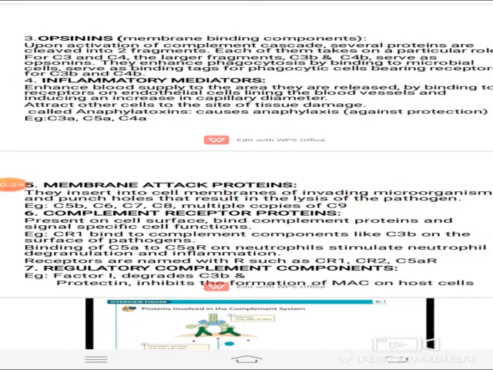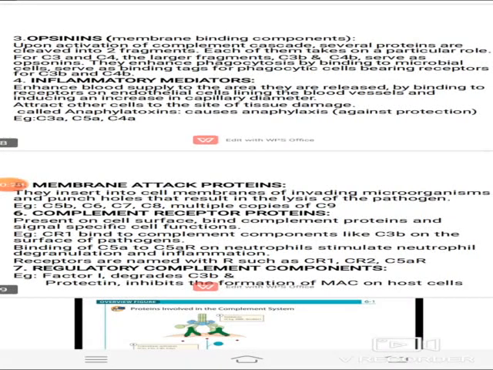Next is inflammatory mediators. Inflammatory mediators enhance blood supply to the area. They are released by binding to receptors on endothelial cells lining the blood vessels, inducing an increase in capillary diameter, and attracting other cells to the site of tissue damage. They are called anaphylatoxins and can cause anaphylaxis. Examples are C3a, C5a, and C4a.